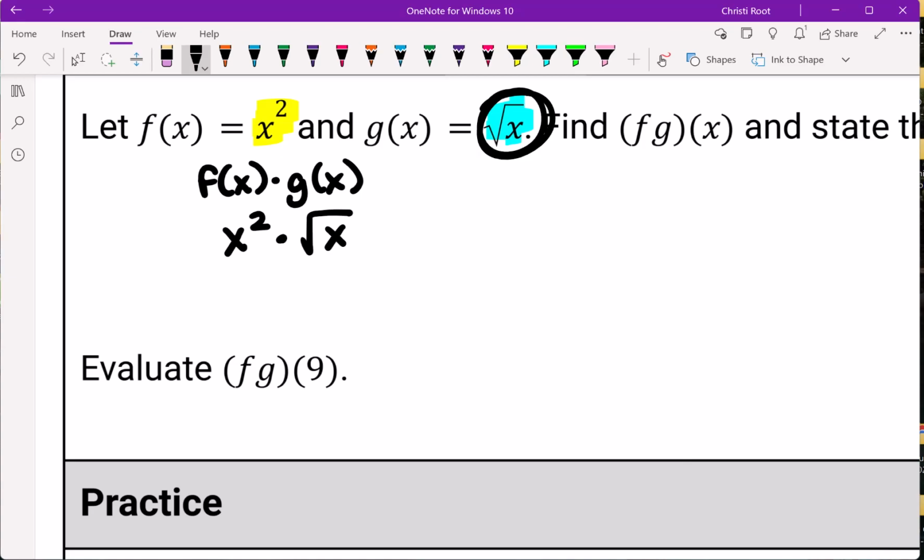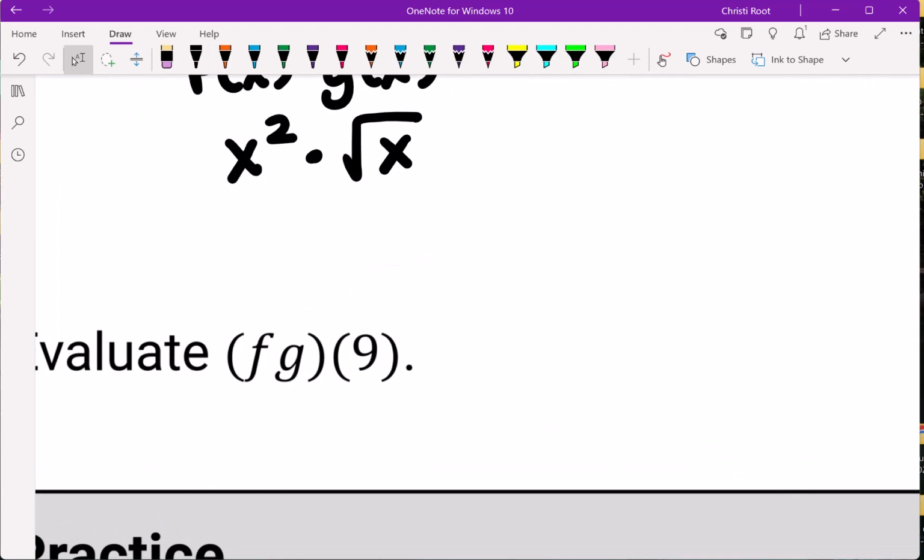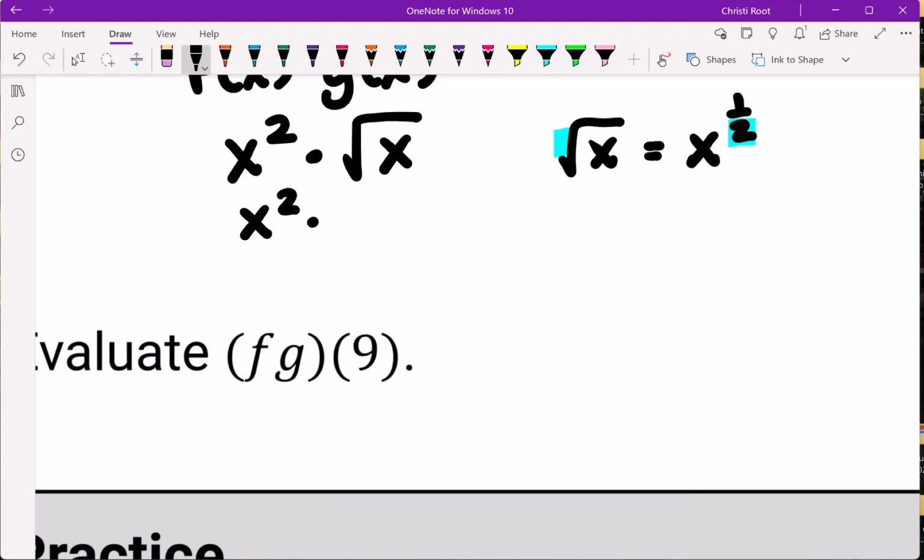All right, now, there's no way I can combine it the way that they are written. What do you know about the square root of x? There should be an alternative way to write that. How do you write it? Instead of the square root of x, we write x to the power of 1/2, because the denominator is going to be the root. So I'm going to rewrite it as x squared times x to the power of 1/2.